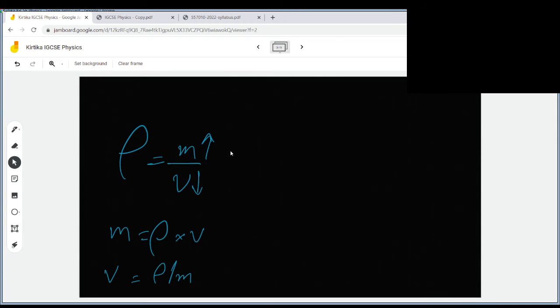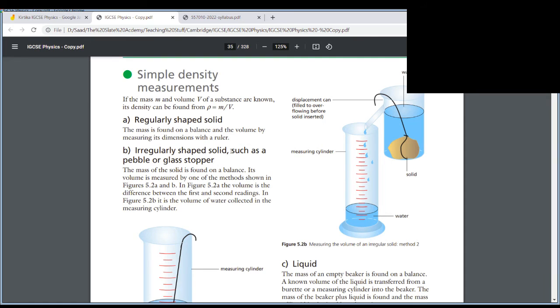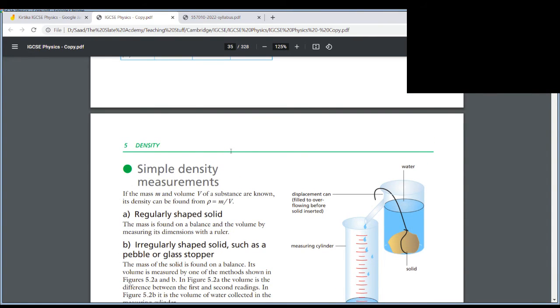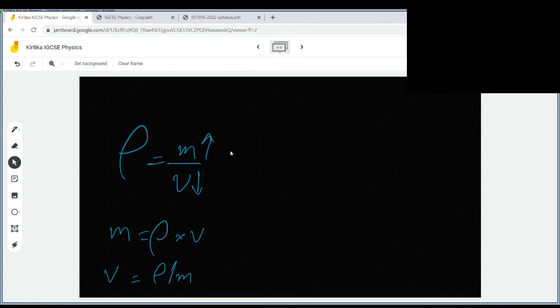Yes, sir. Okay, then the question is how do we find out the volume of first regularly shaped solids, then irregularly shaped objects. So for example, if I've got a regularly shaped solid, for example a cube, I can always find the mass using a physical or electrical balance. Then to calculate volume, if it's a regularly shaped object like a cube, I can always do side into side into side.